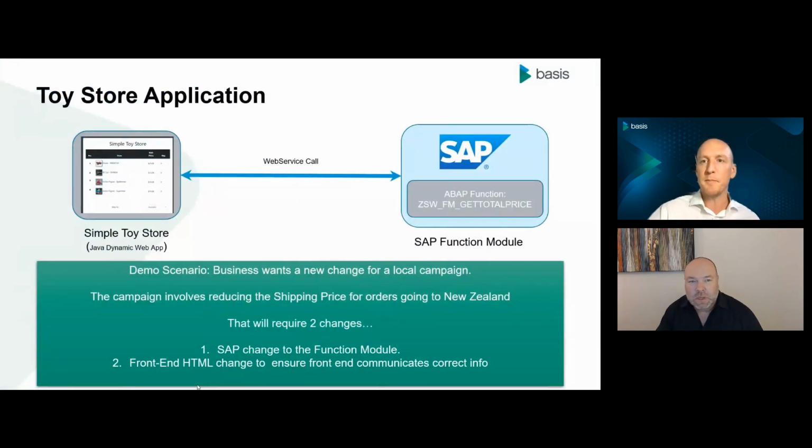Yep. Okay, so we're going to do a very simple demonstration today. We're going to have really two pieces of software that we're going to make changes in. One of them is going to be a Java J2EE web app, the old toy store. We're going to make a change there, but then the toy store actually gets its shipping information and pricing information from an SAP function module. This is a custom application that we have that basically will return the total price based upon what was selected in our toy shopping cart.